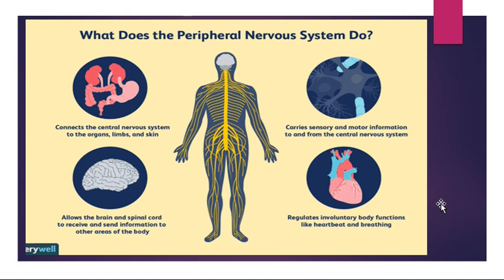What does the peripheral nervous system do? The peripheral nervous system is the system of nerves. It connects the central nervous system to the organs, limbs, and skin. It carries sensory and motor information to and from the central nervous system. It allows the brain and spinal cord to receive and send information to the other areas, and it regulates involuntary body functions like heartbeat and breathing.